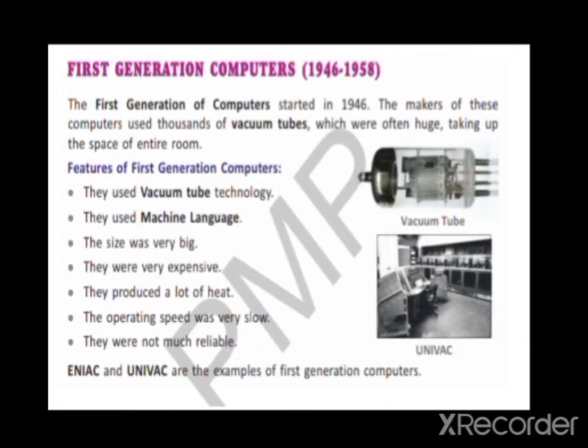Now come to the first generation. In which year did the first generation come into existence? In 1946, the first computer came into existence. That was by Charles Babbage, and the names of those computers were ENIAC and UNIVAC. And what were the features of those first generation computers? These generations used vacuum tubes. The size of the tubes was very large, and they were very big. They produced lots of heat, they were not very reliable, and their speed was also very slow.